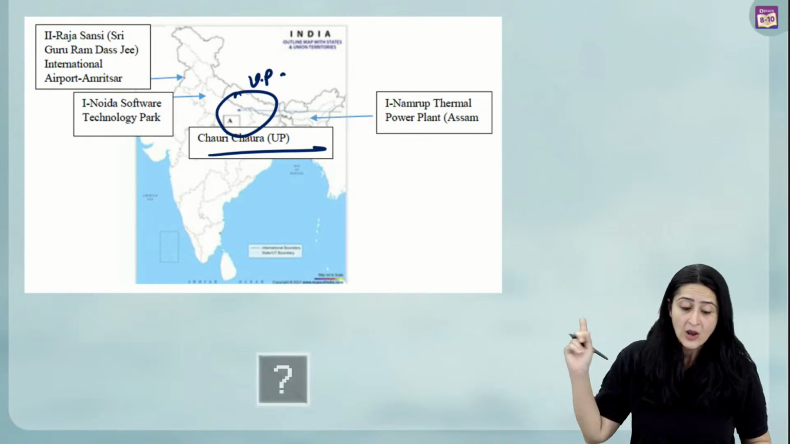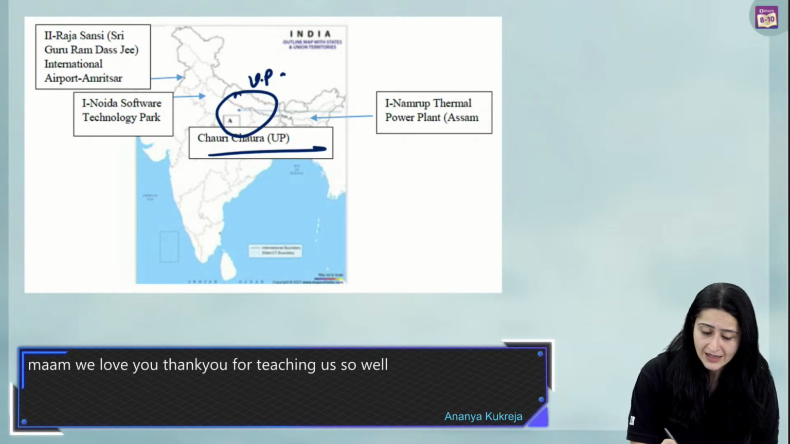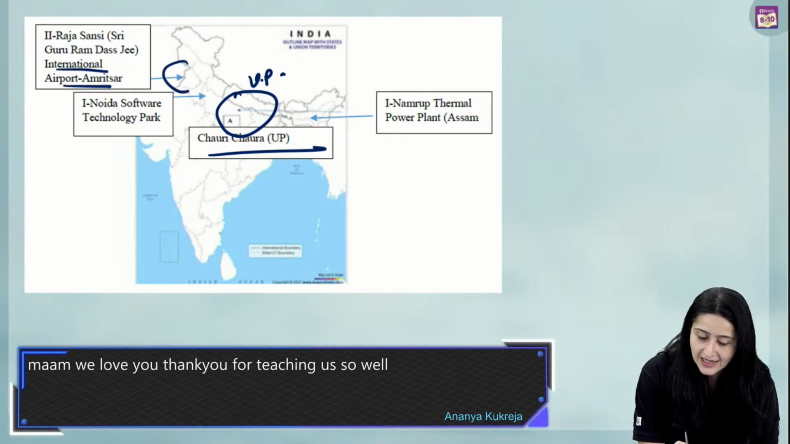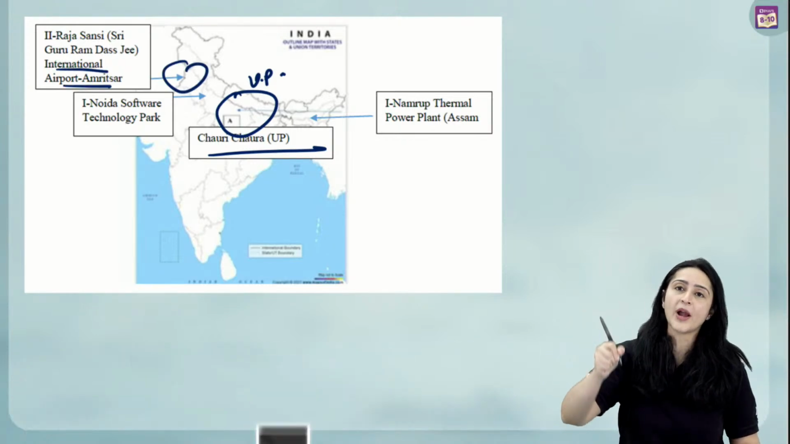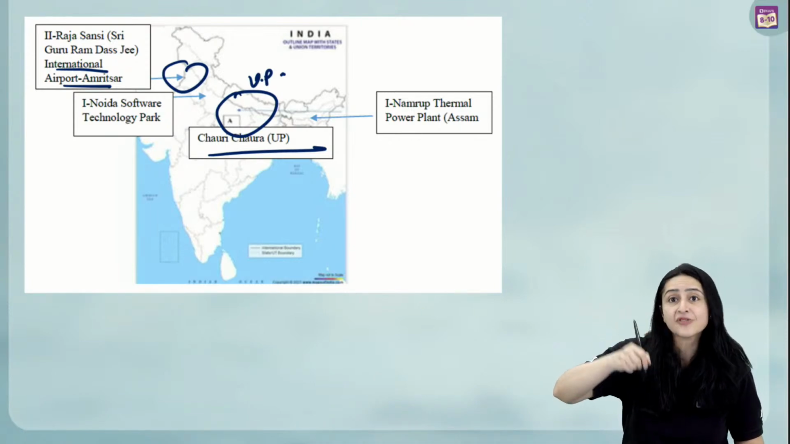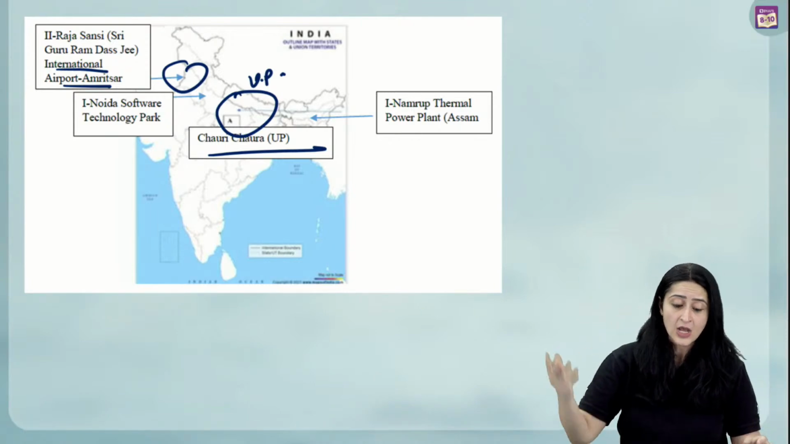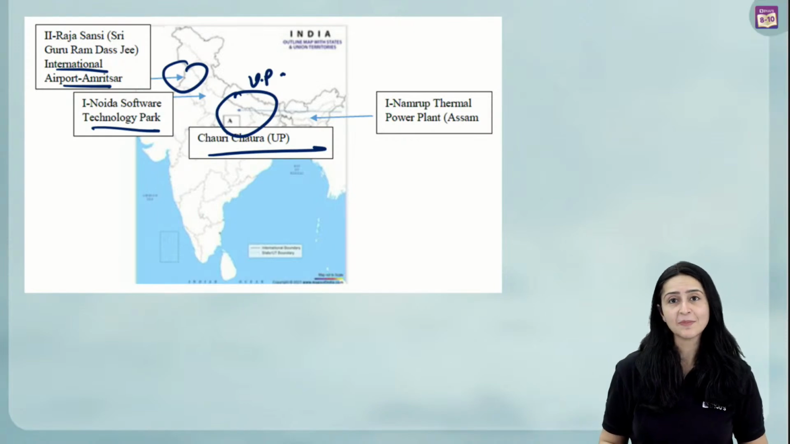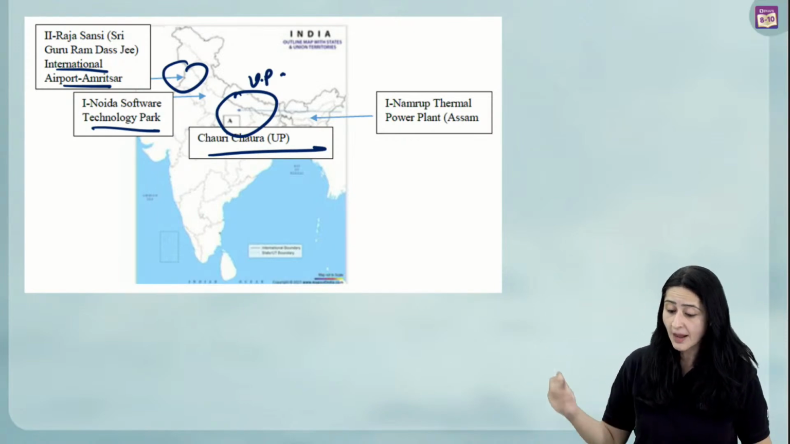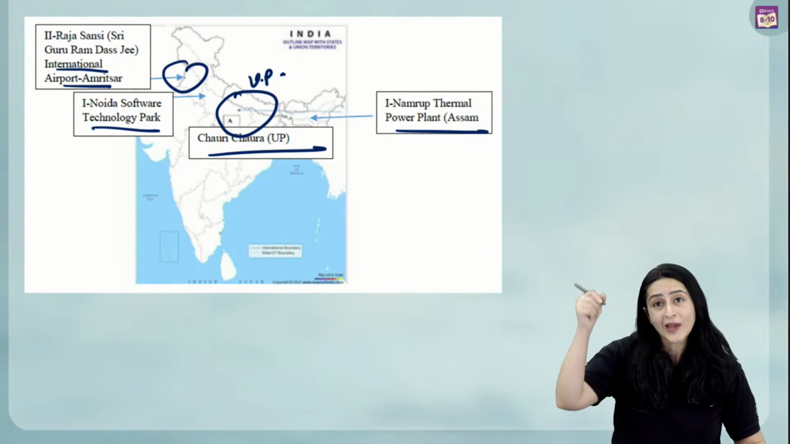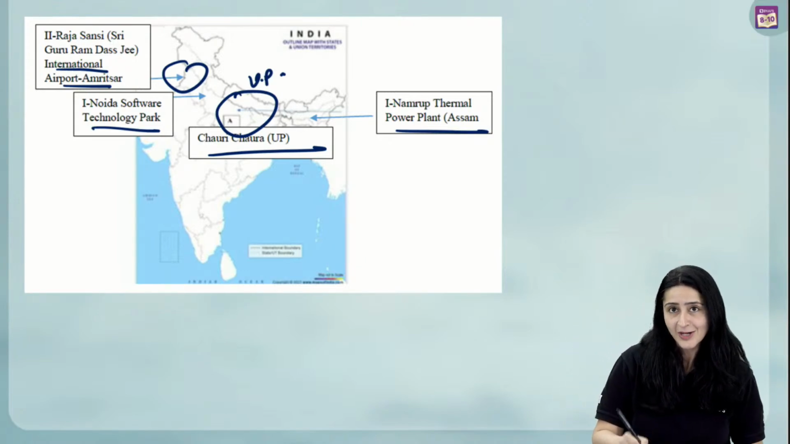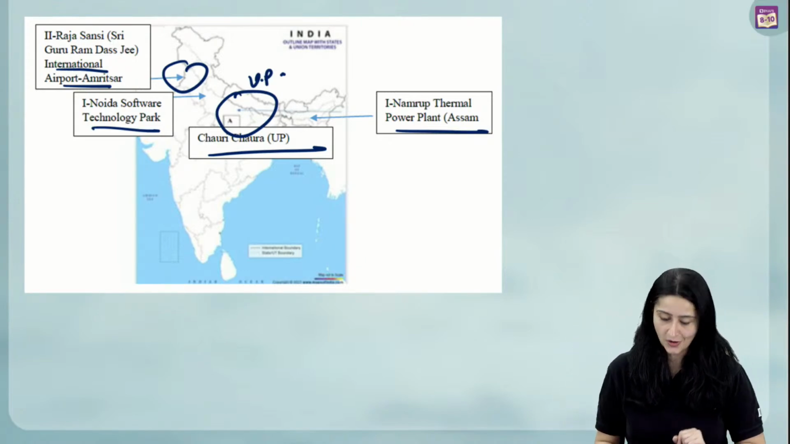So, for example, we have to locate where the Rajasansi International Airport is. It is in Amritsar. So we have to put a point on the state to show exactly where it is. Or Noida Software Technology Park is in Noida, right? Or the Namrup Thermal Power Plant, we have to locate that it is in Assam. Right? So this is the difference between the history and geography maps.